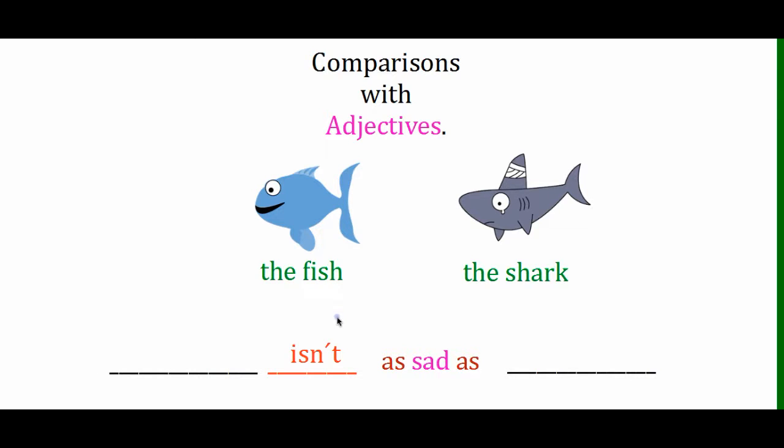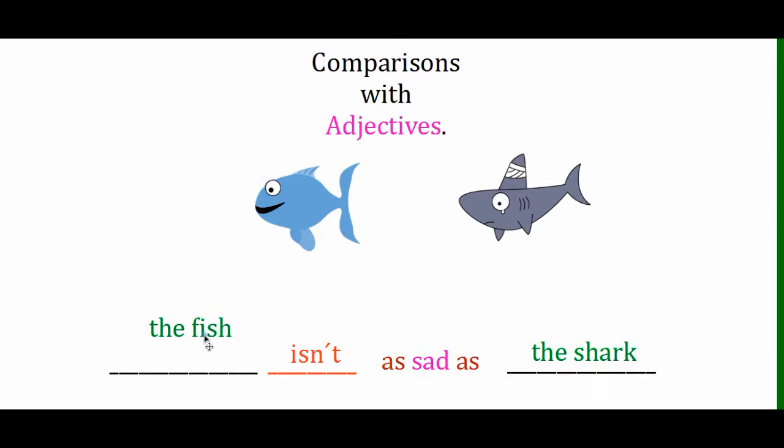We've got the same example here, but the adjective is sad. So which one is more sad? Which one is sadder? It's the shark. So the shark would go in the final place and the fish will go in the first place. The fish isn't as sad as the shark.